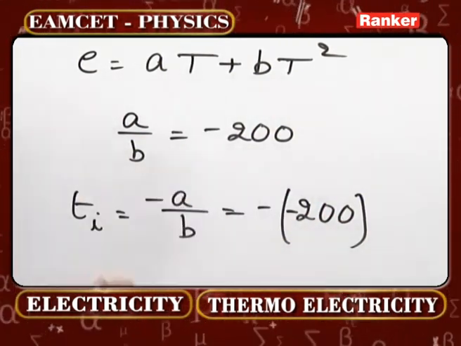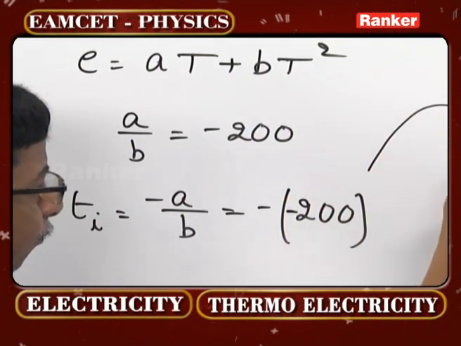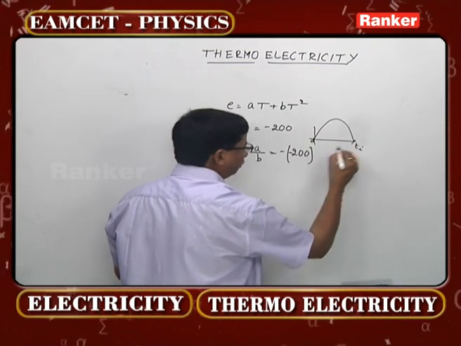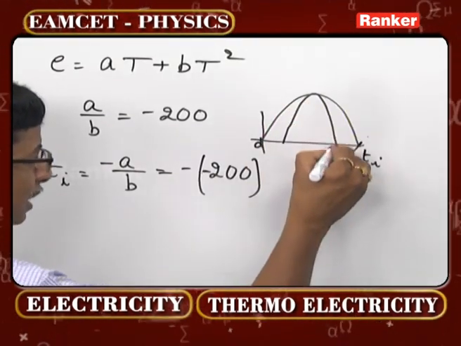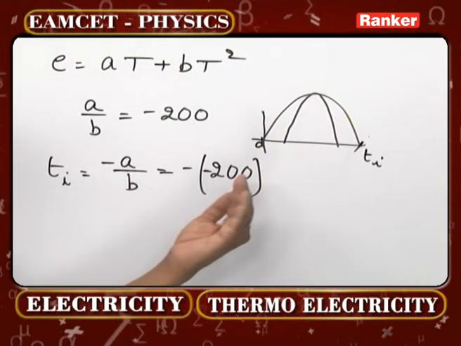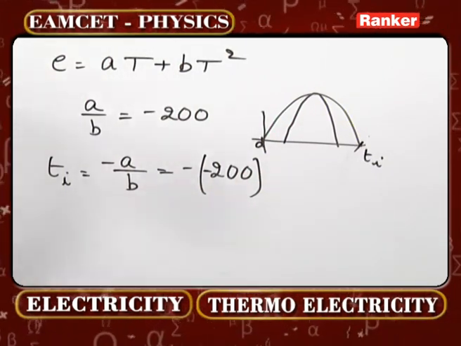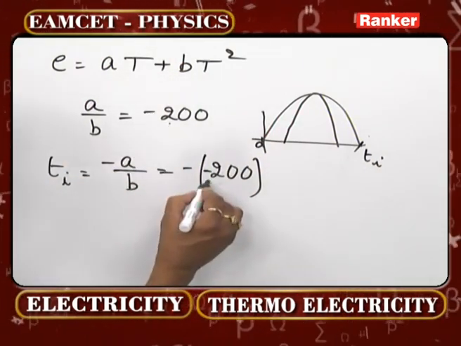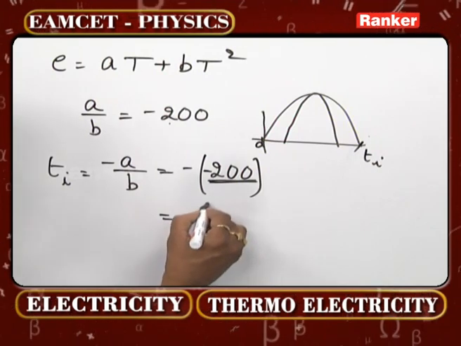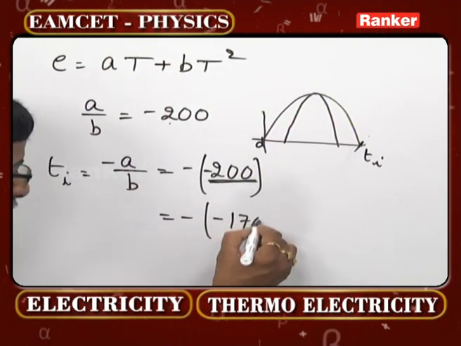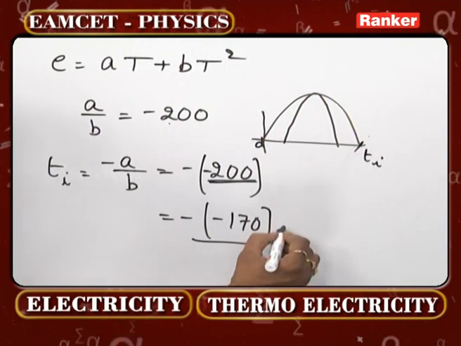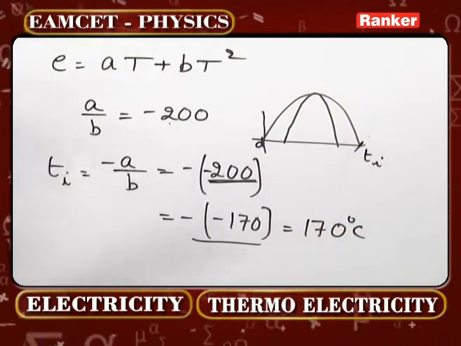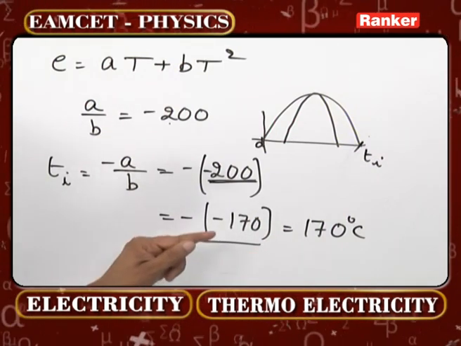I have already told you, when we talk about the graph, when cold junction is at 0, this is the inversion temperature. When cold junction increases, inversion temperature automatically decreases. So, what you will be finding over here now? It will be less by 30. That means what will be the correct value to be taken over here? It's minus of minus 170. That is the concept. So, how much is the value here? 170 degrees centigrade. But of course, he is asking you the answer in what?